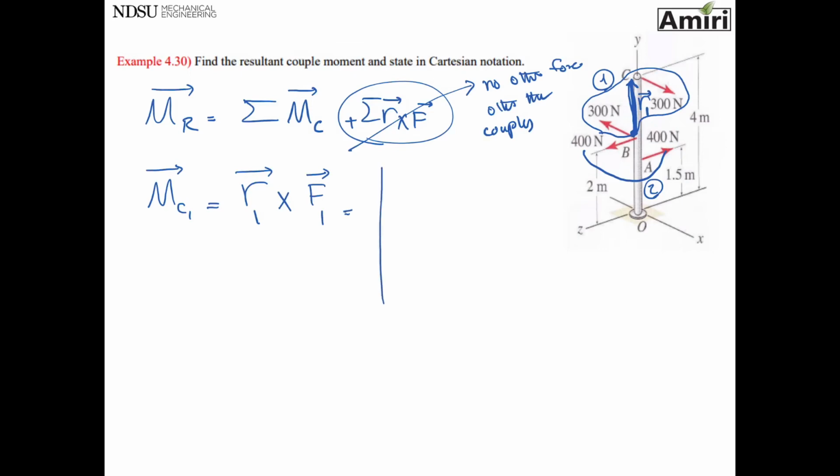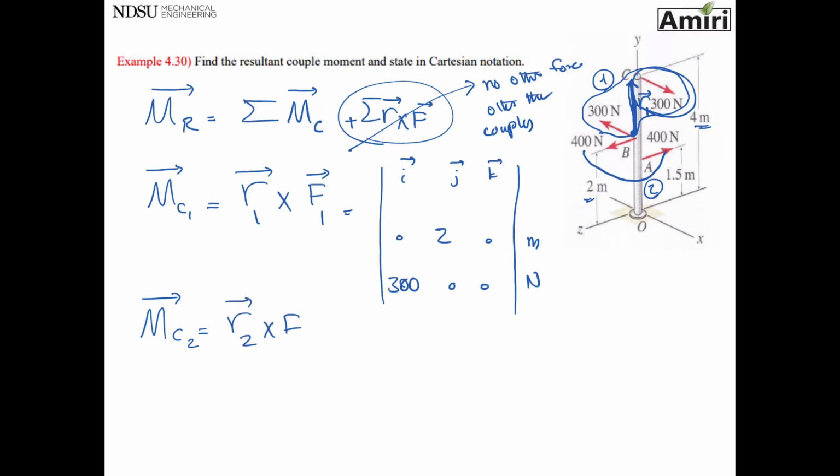So this is a vector, so I need an ijk. Second row is my R1. How much am I moving? Let me see, this is 4, this is 2. I'm moving 2 meters in J direction. That's all I care about. 2 meters in J direction. I arrive at this force, so I got to use that 300. That's 300 pointing towards positive X. That's all I care about. That's my couple 1.